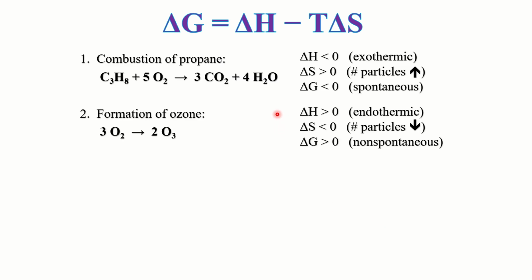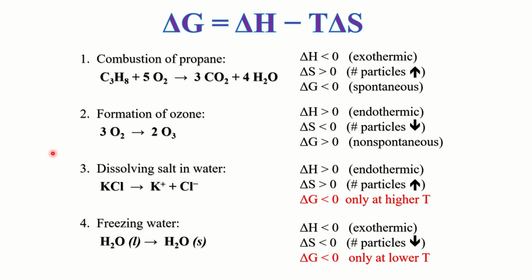All right, and here we show a couple real life examples of each of those processes. So the combustion of propane is both exothermic and entropy increases. It's always spontaneous. The formation of ozone is endothermic and the entropy decreases, so it's always non-spontaneous in this direction.